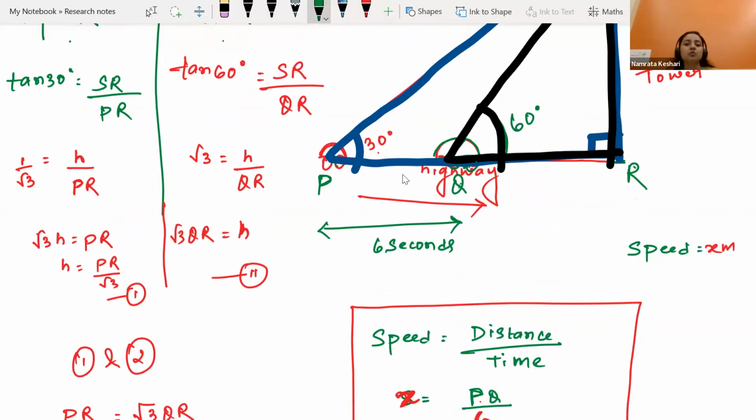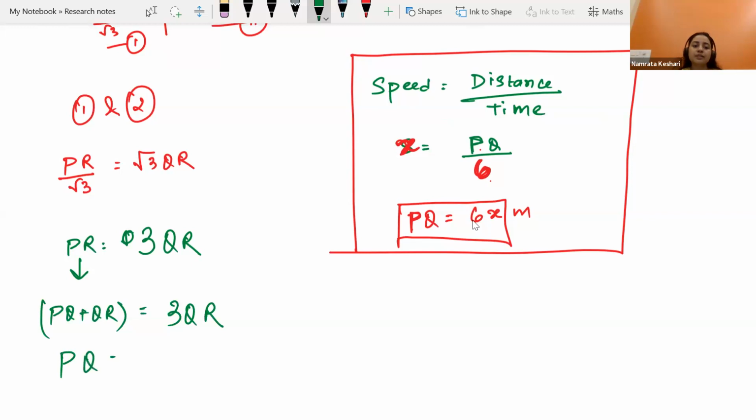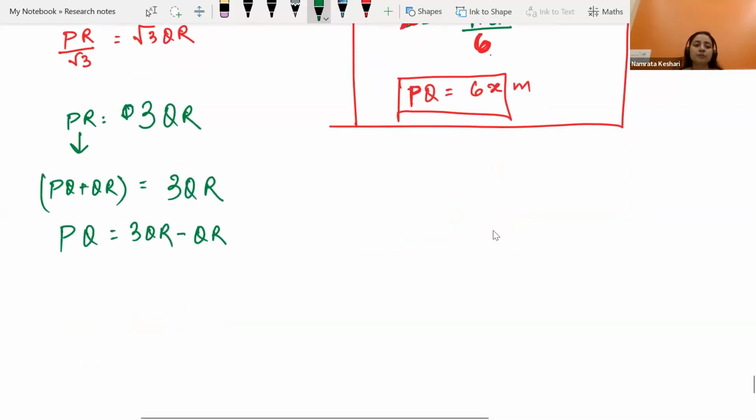PR means PQ plus QR, which equals 3QR. PQ is equal to 3 times QR minus 1 more QR. PQ is equal to 2 times QR. PQ we have found that it is 6x. Okay, PQ we are saying that it is 6x.